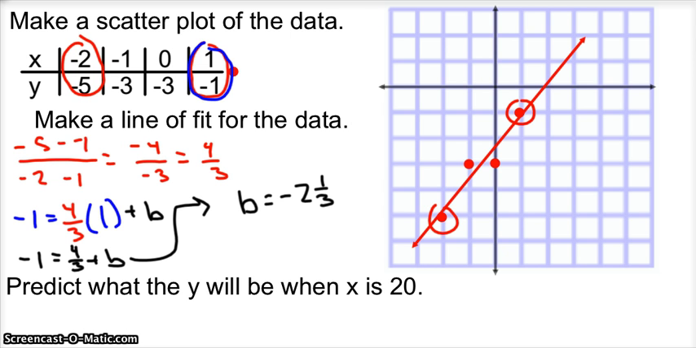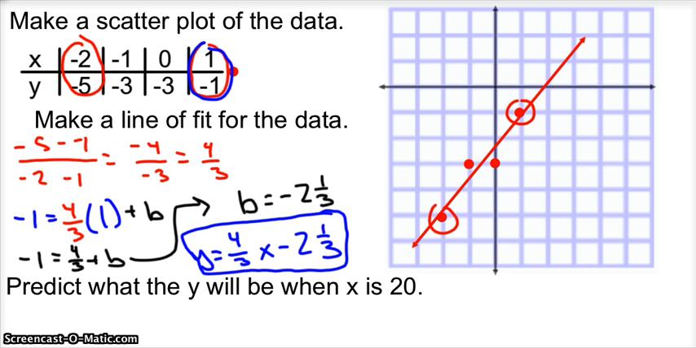We put all of this together and we'll come up with an equation that looks like this. Y equals a positive 4/3 x minus 2 1/3, because this is our y-intercept, this is our slope. So this is the equation of the line of best fit as I kind of go through the y there.